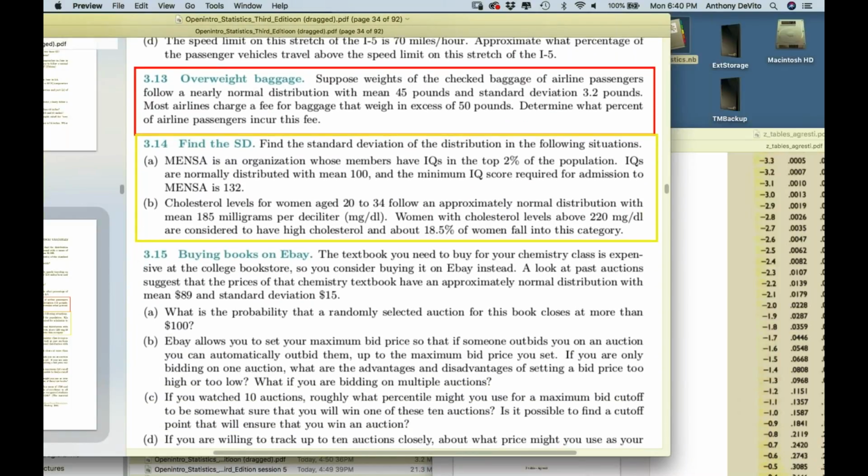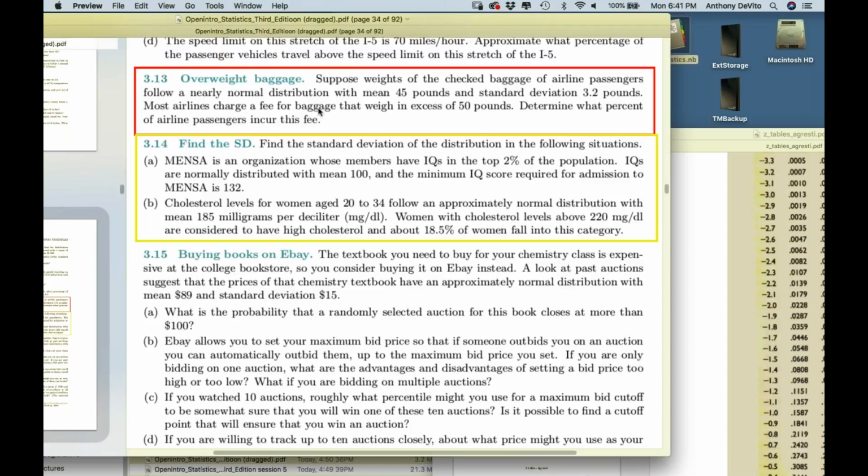Okay, here's another one involving standard deviation. This is the last one I'm going to do that involves a normal distribution and standard deviation. I'm going to start to move on to binomial distribution and the central limit theorem after this. Suppose the weights of checked baggage of airline passengers follow a nearly normal distribution with a mean weight of 45 pounds. Everybody I know that's checking their luggage has about 45 pounds, because at 50 pounds you pay extra. Mean weight of 45 pounds and a standard deviation of 3.2 pounds.